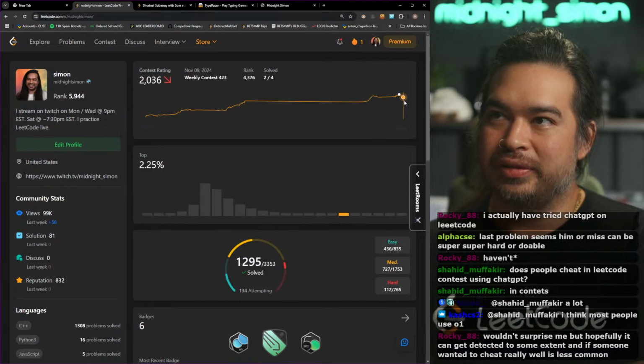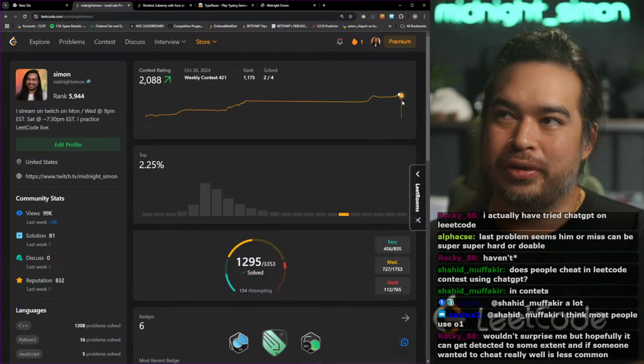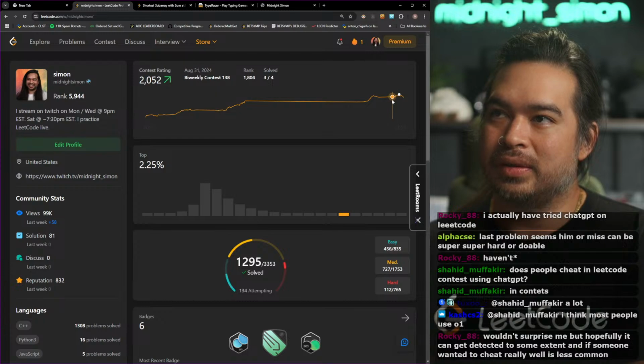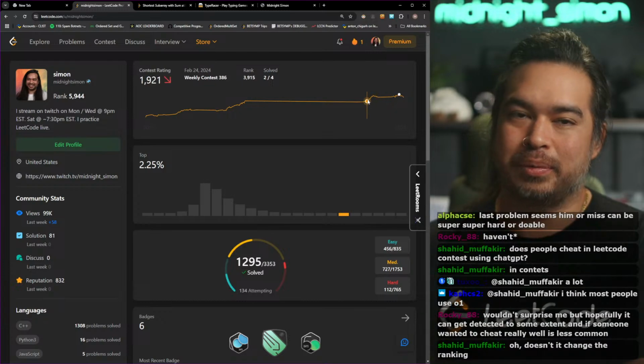So here's my graph. Like last contest I got 2. Before that I got 1, 2, 2. Then 3 was like a month ago. So that's how it's looking for me.